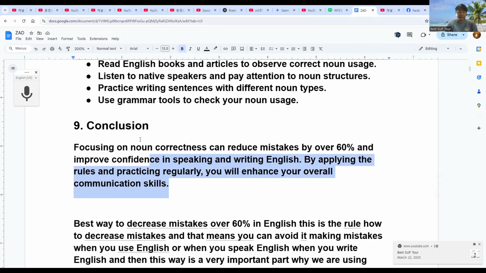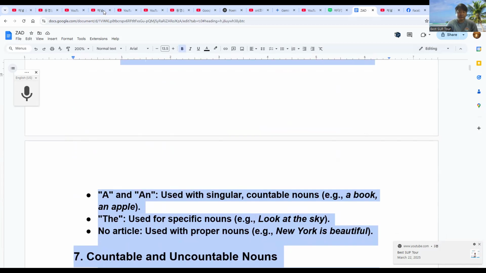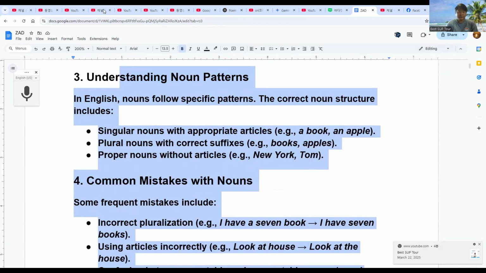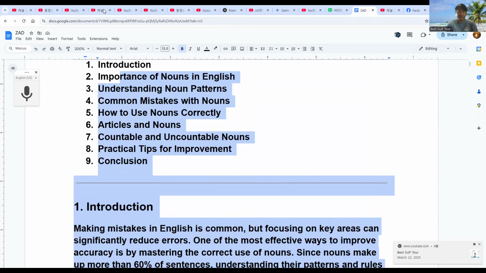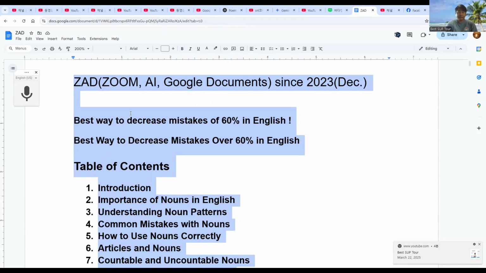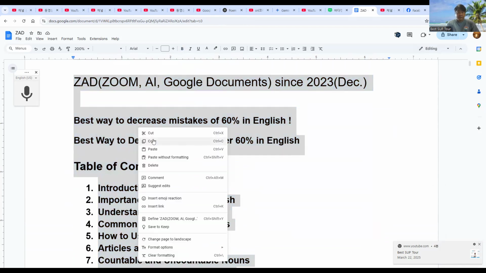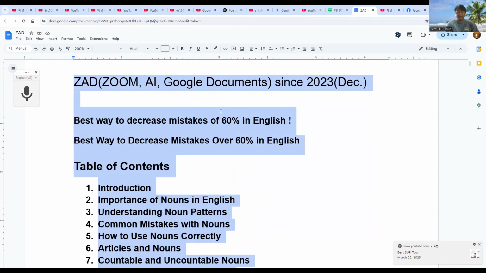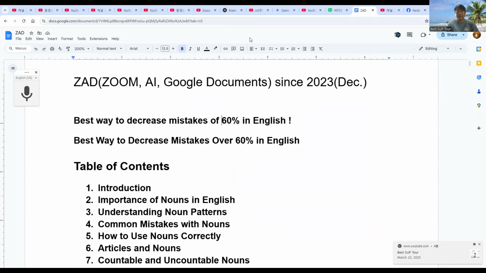Good. Totally. I finished about how to reduce mistakes in English.